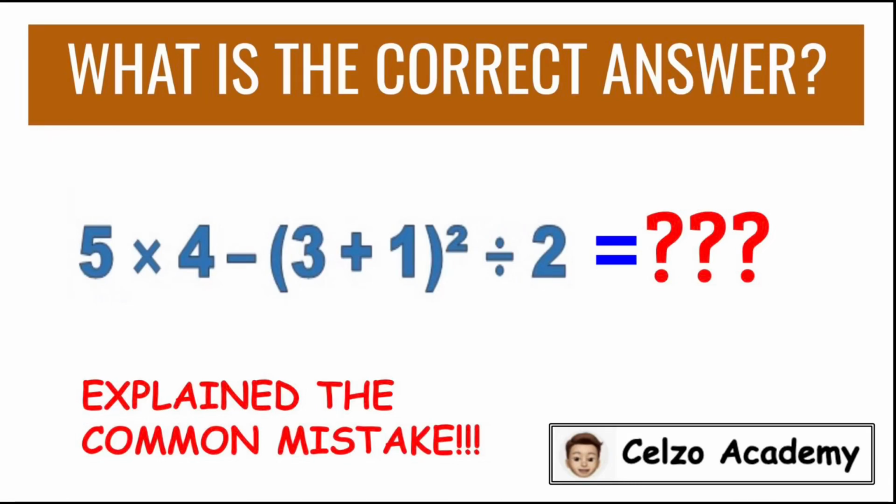This is another numerical expression problem, dividing the internet. What do you think is the answer to this expression? 5 times 4 minus the quantity 3 plus 1 to the second power, divided by 2.